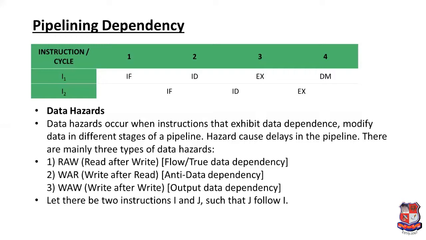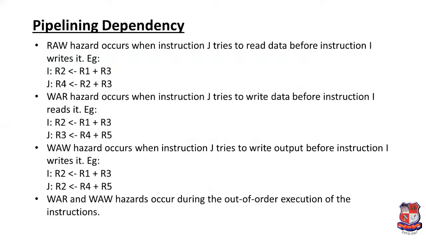There are mainly 3 kinds of data hazards. First, RAW, that is read after write, flow through data dependency. Second one is write after read, anti-data dependency. And third one is write after write, output data dependency. Let there be two instructions i and j such that j follows i. Here RAW means read after write occurs when instruction j tries to read data before instruction i writes it. For example, R1 plus R3 is stored into R2 and R2 plus R3 is stored in R4. That means read after write.